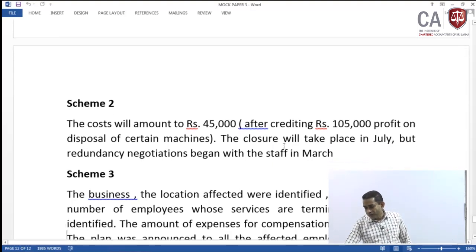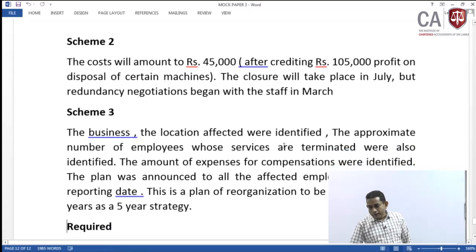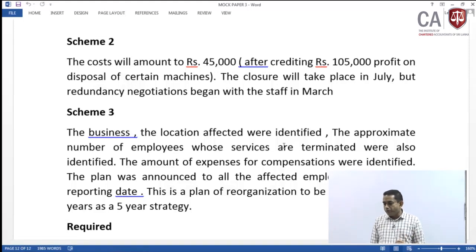so you can create provisions for the required amount under scheme number 2. Scheme number 3, the business and the locations affected were identified, the approximate number of employees whose services are terminated were also identified, the amount of expenses for compensations were identified, and the plan was announced to all the affected employees before the reporting date.